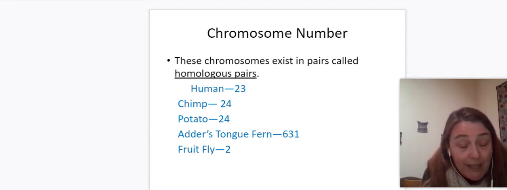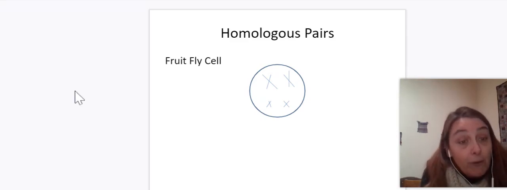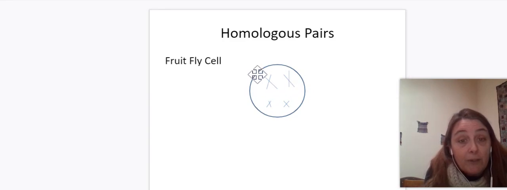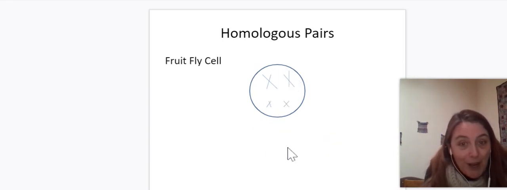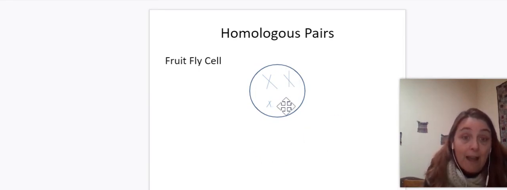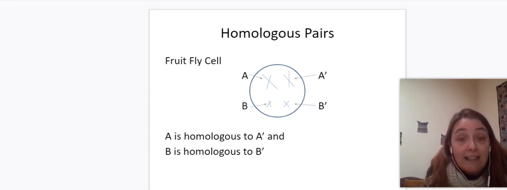So for example, here's a fruit fly cell. And if we saw a cell at the point when the chromatin had become chromosomes, we would find it had 4 chromosomes. And this is 1 with its identical copy. That's 2 with its identical copy, and 3 and 4, each with their copies, okay? That is a typical body cell, and there are 2 pairs. They are 2 homologous pairs, and what that means is that A is homologous to A prime.